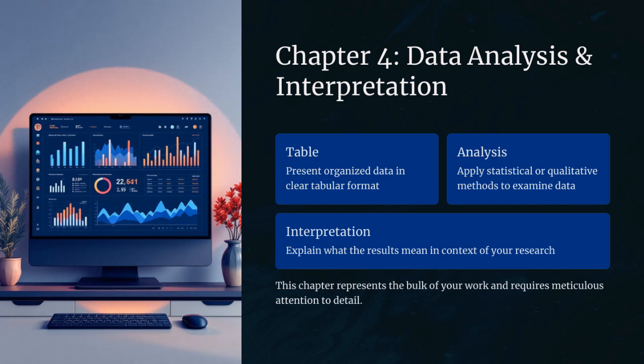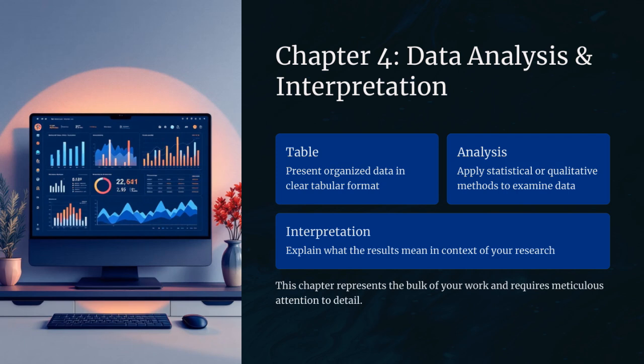Here, you'll need to explain what your results actually mean within the context of your research. It's not just about presenting numbers, it's about interpreting what those numbers tell us about your study. Think of it as translating your data into insights that support or challenge your hypotheses. Whether you're using statistical methods or qualitative analysis, the key is to carefully examine and understand what your data reveal.